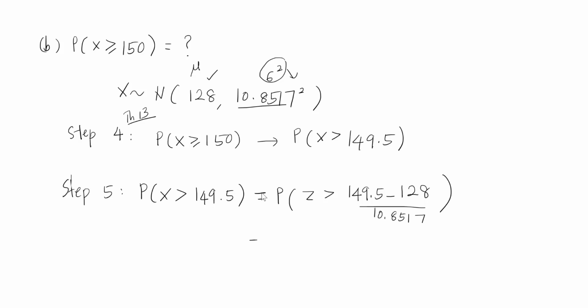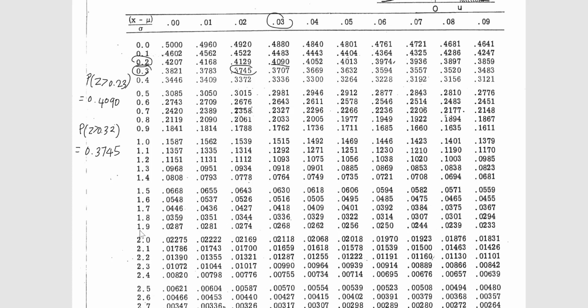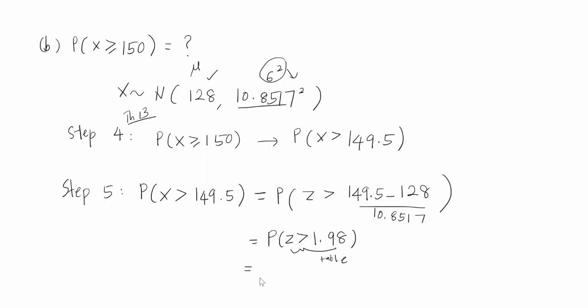So we will get Z greater than 1.98. Now we can look from the table. Z greater than 1.98, this is the normal distribution table, and it's here, 0.0239. So the answer for question B is 0.0239.